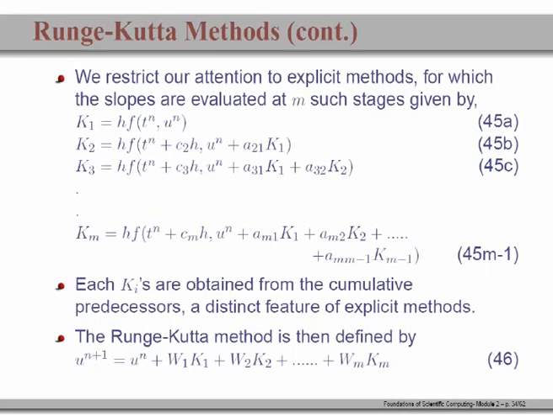methods. We will obtain the slopes at m such stages. Each k i will be obtained from the cumulative predecessors. That is a distinct feature of all explicit methods, and eventually you get the final accepted solution as the previous time step solution plus this weighting factor times this k 1. So, these k i's are nothing but something like your delta u, right. So, they are the delta u's, and this W 1, W 2 and W m, they are the weights that you associate with the method.